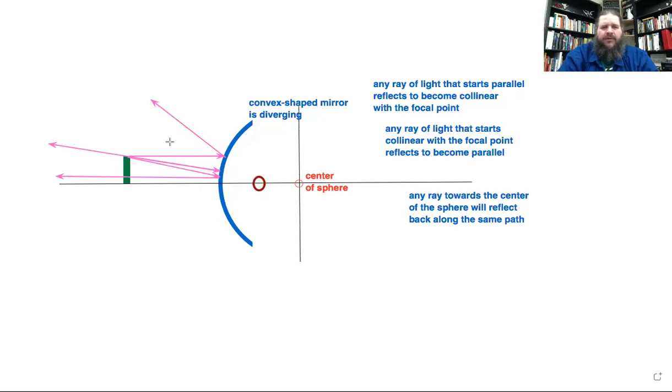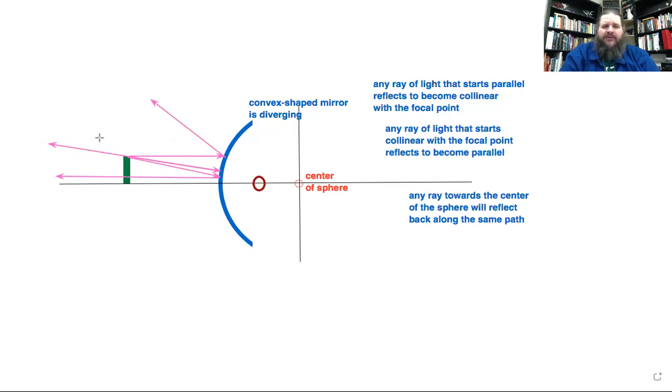So those are the three final results of the principal rays. And again, there are many rays of light produced by this object. These are just the three that are most straightforward to draw. So these three principal rays, they started off spreading out from the object, they hit the mirror, and now they're diverging even more. They're spreading out even further than they were before, which is why we call this a diverging mirror.